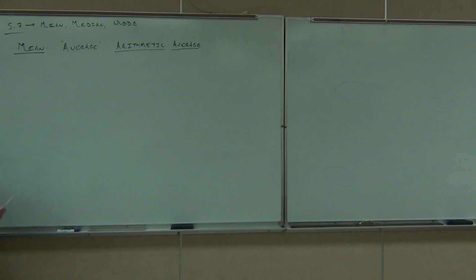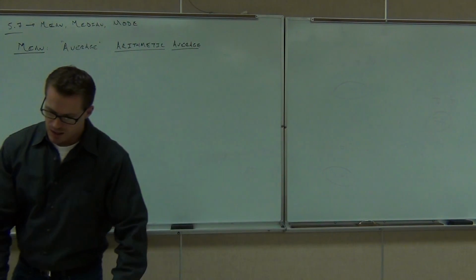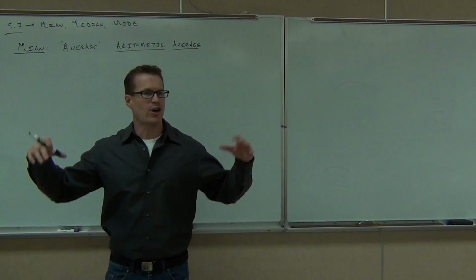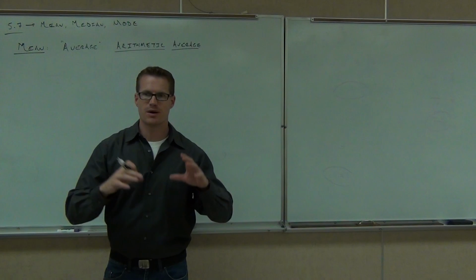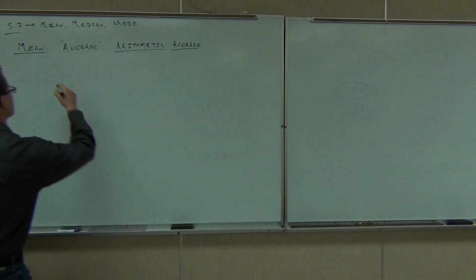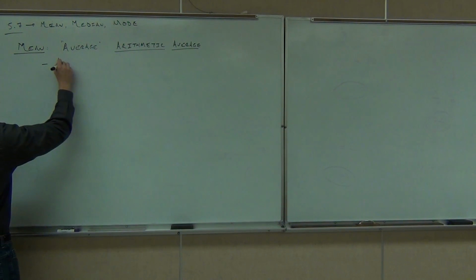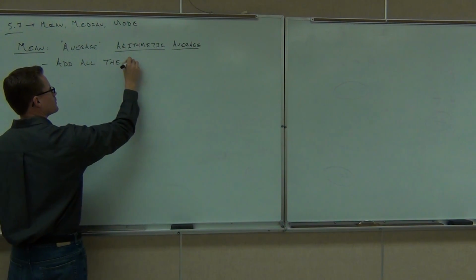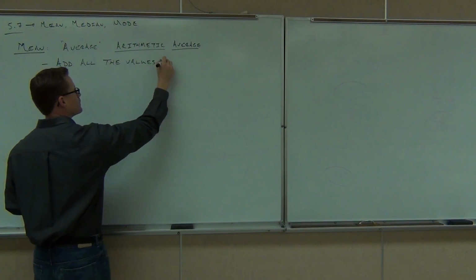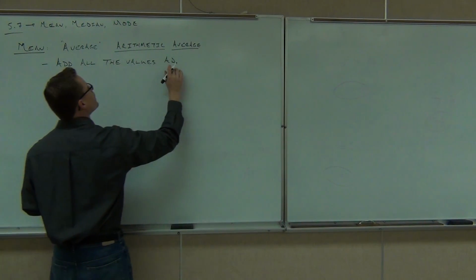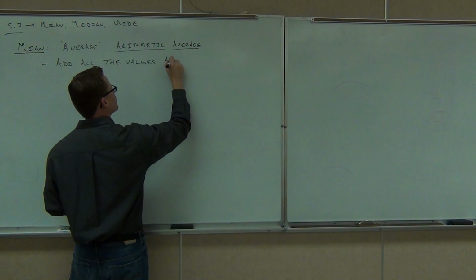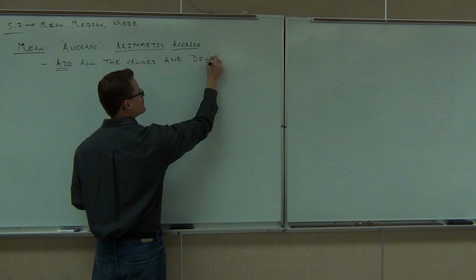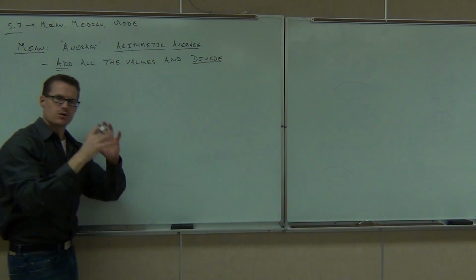The arithmetic average. And here's basically what you do. I'll put it in English for you. You add all the values and divide by the number of values you added. So add all the values and then divide by the number of values you added.